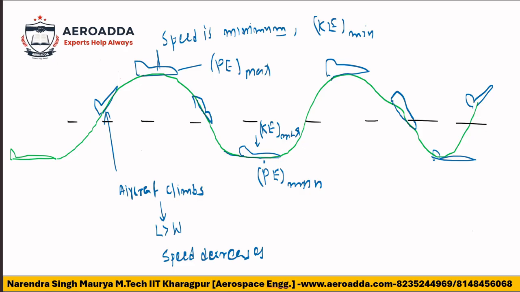Because potential energy is very low when the altitude is low, the kinetic energy is high. Then high potential energy means low kinetic energy. That is the main idea, because the total energy is constant. In this situation, there is an exchange of kinetic energy to potential energy and potential energy into kinetic.